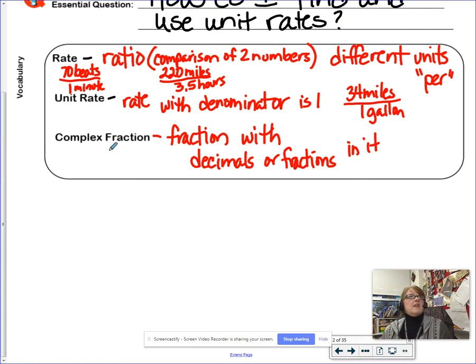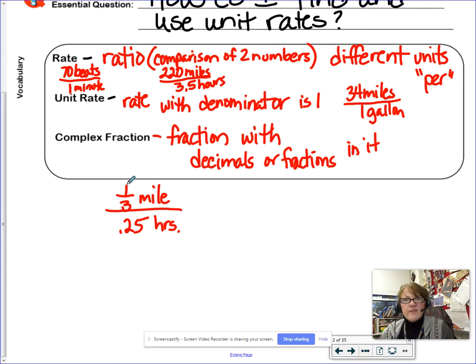So maybe I kind of did that with the miles in 3.5 hours. But if I had something like 1/3 of a mile in 0.25 hours or something like that. Okay, so you have a big fraction like this, and then you have fractions and or decimals inside of it. Woo! Thankfully, we have calculators that will help us out, or we can talk through it so that this would make more sense. All right, here we go.